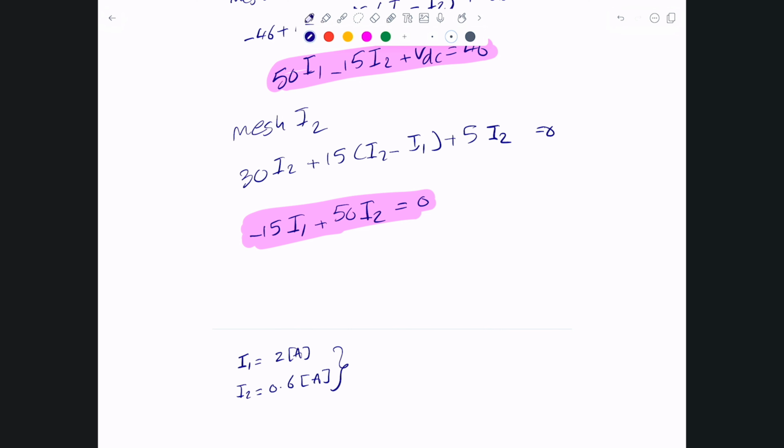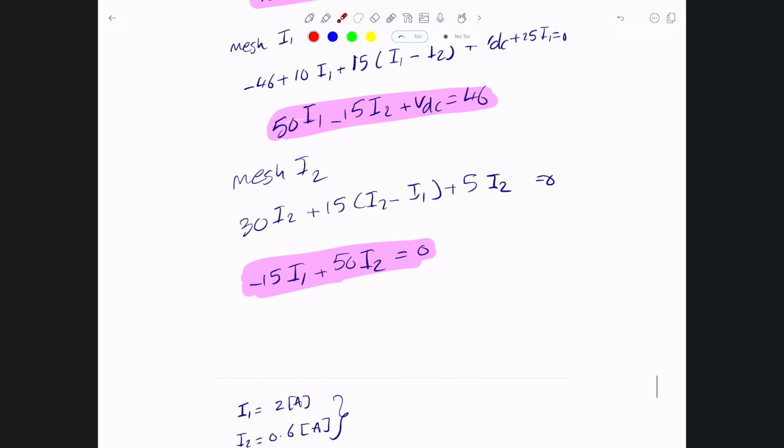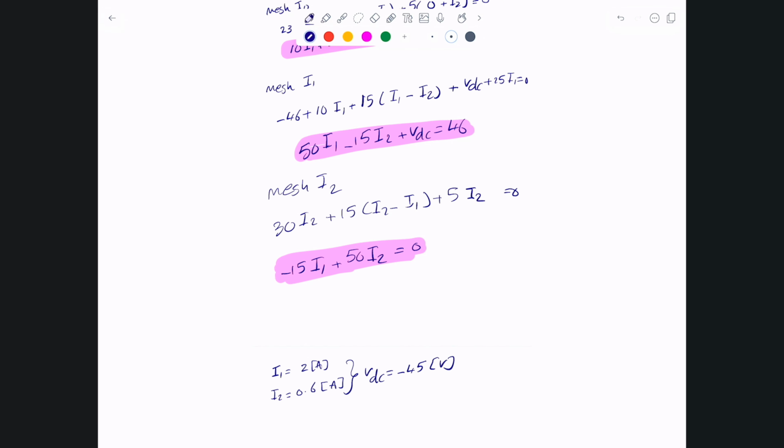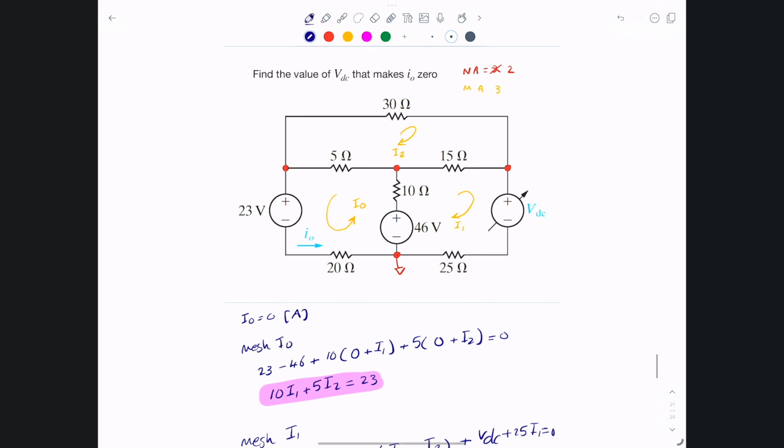So I'll take these two values and substitute them in this equation in here to get the value for VDC, and that will be VDC equals, I believe it should be negative 45, I think, 45 volts. Let me double check and get back to you. Yep, negative 45 is correct. So we got that this should be negative 45 volts, okay? So we can do the same type of analysis.